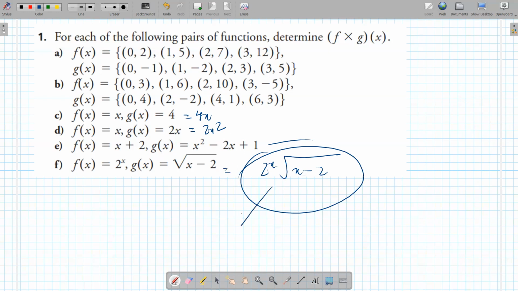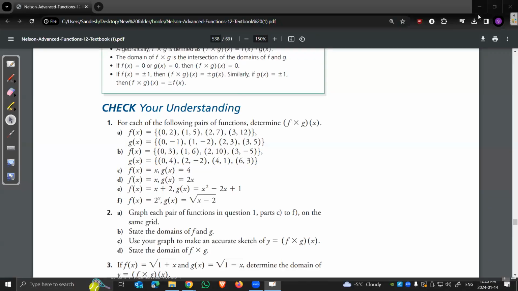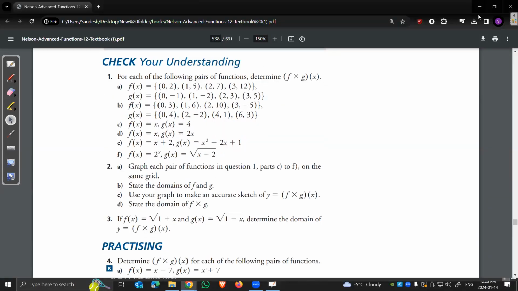Working with these is not easy because, let's say you had 2 to the power of x, x minus 2 equals 4. How do you solve this equation? It's not very simple. But we don't have to solve the equations. We're just trying to come up with the properties of these guys.